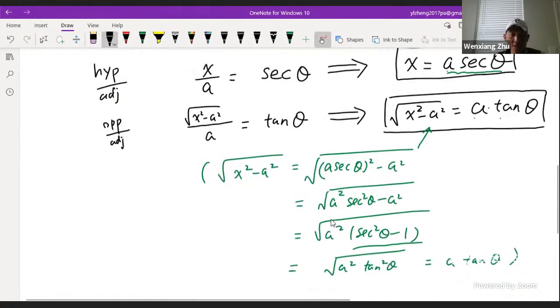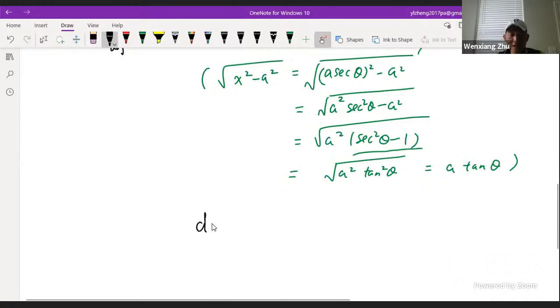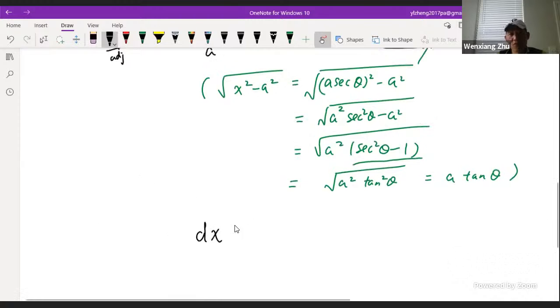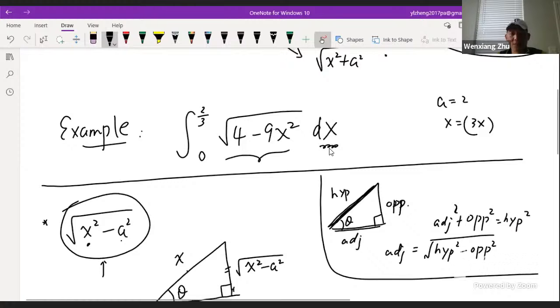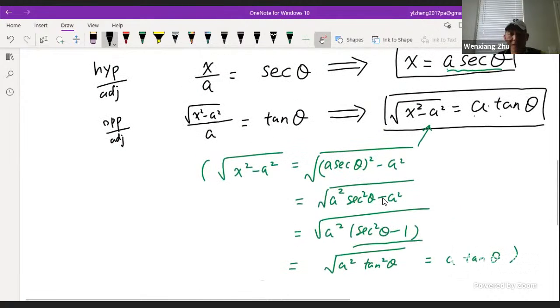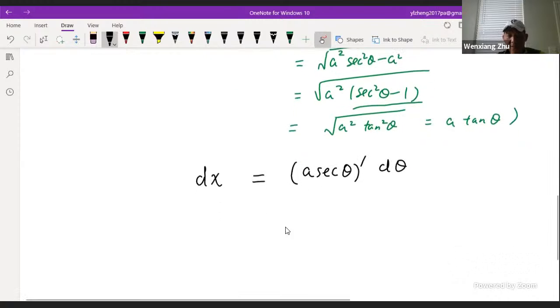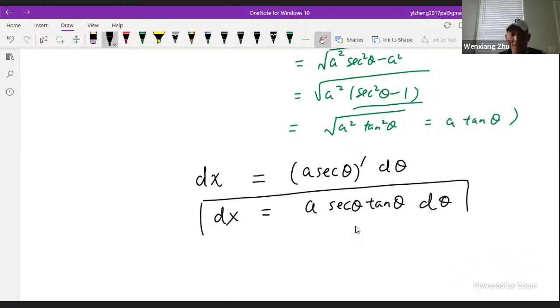Another thing I want to tell you: in the future when we're doing integrations, a lot of times you need to take care of that dx term, the differential term. Going back here, you have the dx term you need to take care of. So how am I going to do the differential once I have this substitution? Here your x is equal to A secant theta. All you need to do is take the derivative of A secant theta and associate that with d theta. We know the derivative of secant theta is secant theta tangent theta d theta. So that's another equation you probably need to use in the future.